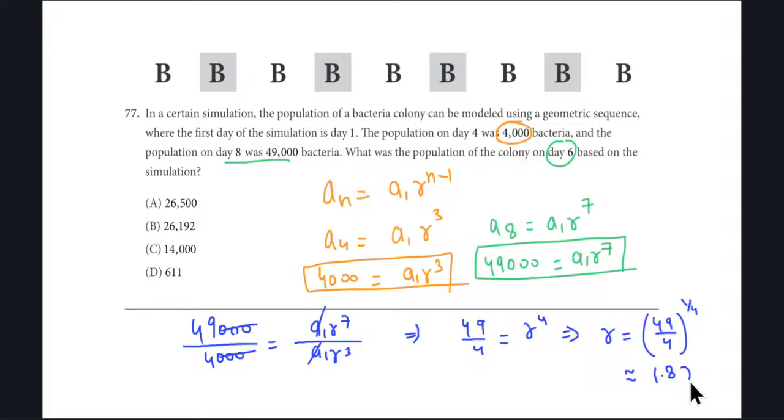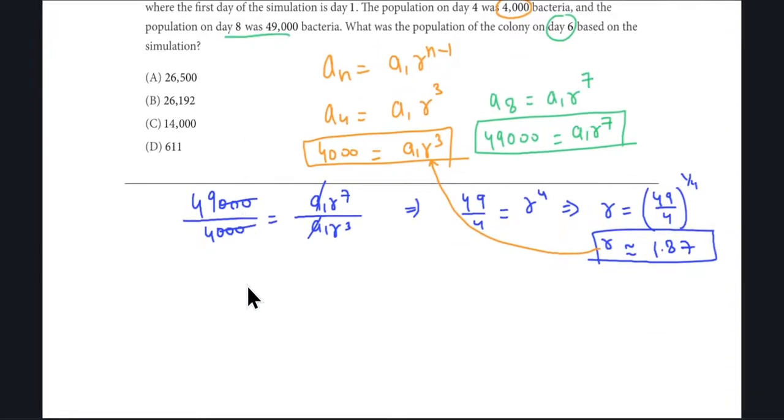About 1.87. So this is the value of R. I need A1 as well, so I'm going to sub that into an equation of your choice, maybe the orange one. This is going to look like 4,000 is equal to A1 times 1.87 cubed. What is 1.87 cubed? That's a gross number, 6.5479 something. If I divide 4,000 by this value, I get A1 as 610.8828.